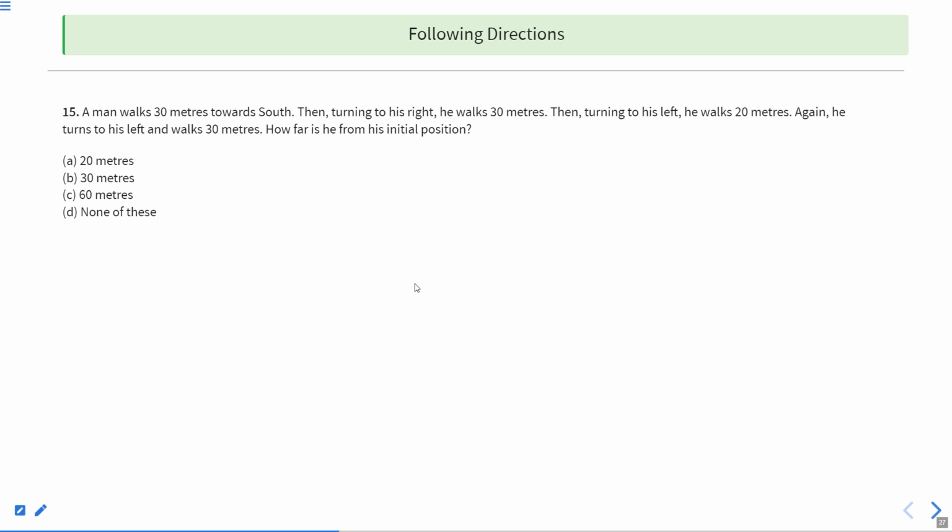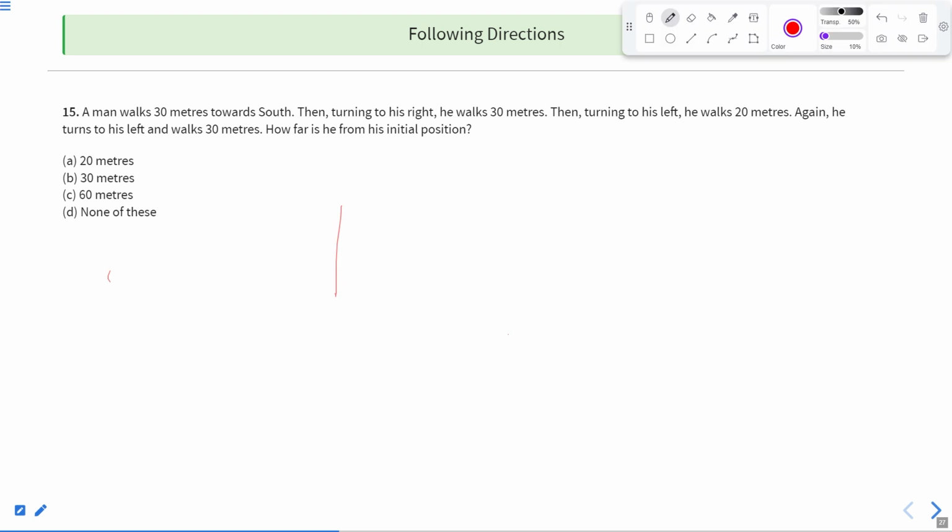A man walks 30 meters to his south, then turning to his right walks 30 meters, then turning to his left walks 20 meters again. Again turns on his left and walks 30 meters. How far is he from his initial position? 30 meters south, turns right, walks 30 meters again, then turns left, walks 20 meters. Again he turns on his left and walks 30 meters. How far is he from initial?